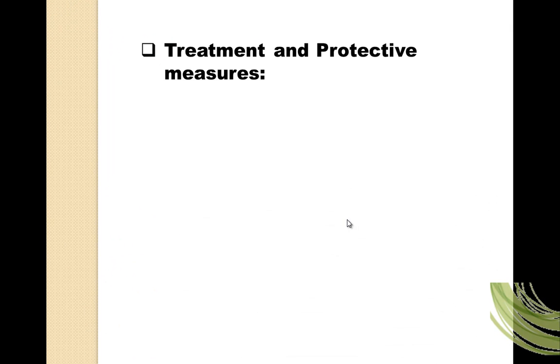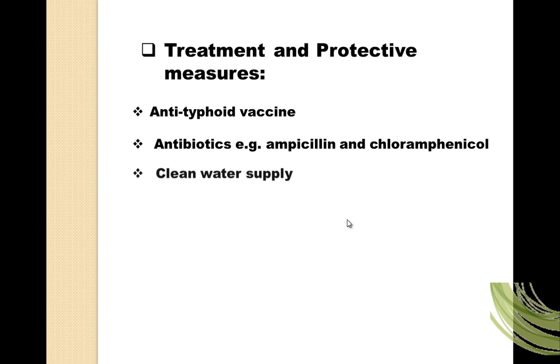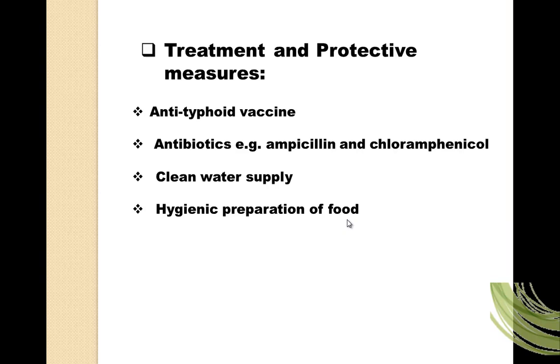Treatment and protective measures. Anti-typhoid vaccine, antibiotics such as ampicillin and chloramphenicol, clean water supply, hygienic preparation of food. So water that we are consuming should be clean, and food that we are preparing should be in clean places, or food we are eating should be from clean hygienic places.